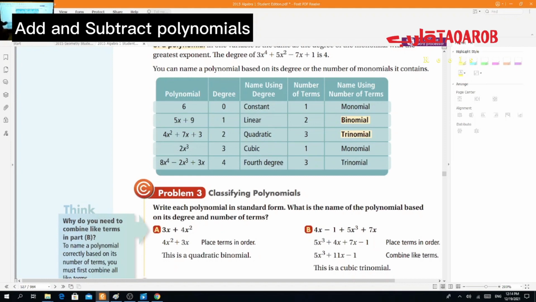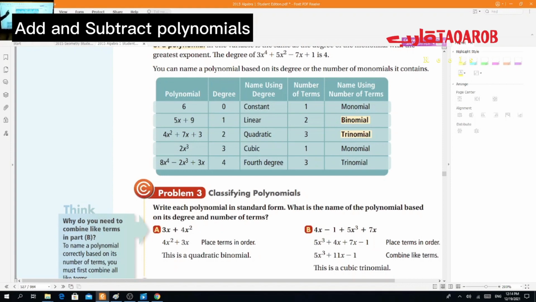Let's take an example. The first one is a polynomial, but it consists of only one term. So it's a monomial by number of terms. For the name using the degree, what's the degree of a constant number? It's 0, because there's no variable. I suppose the variable is raised to the power 0. So the degree is 0. When I have 0 degrees, I call it a constant. And you can look at the table here.